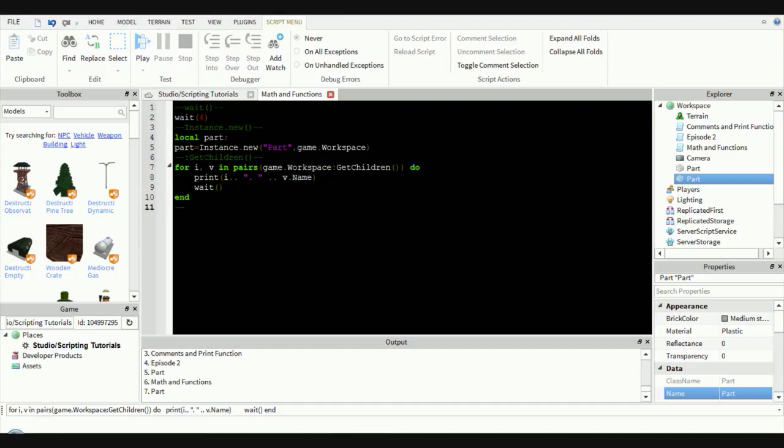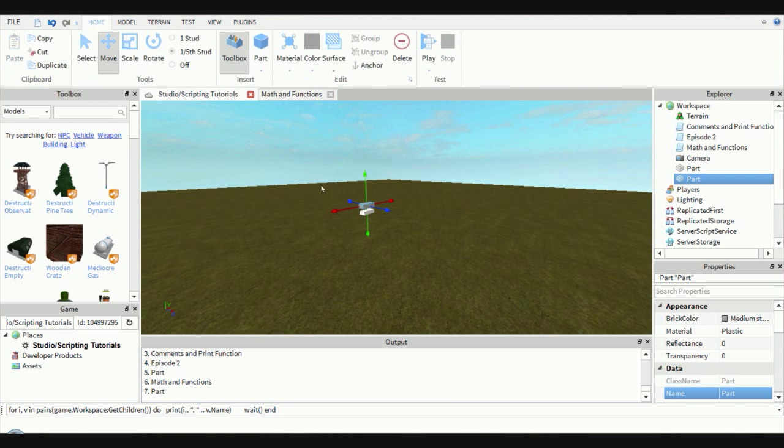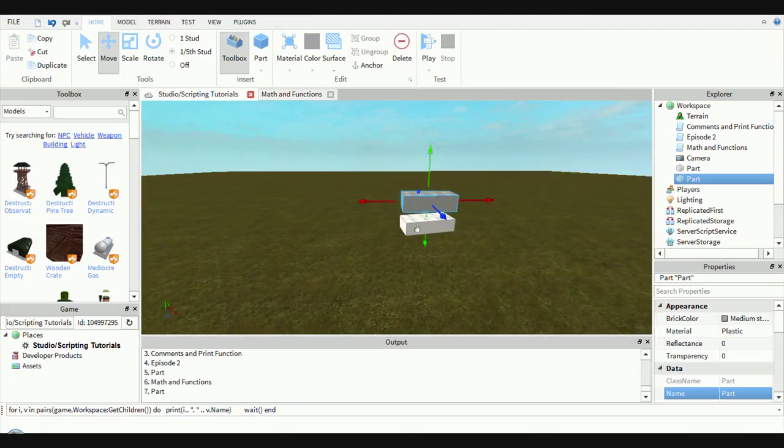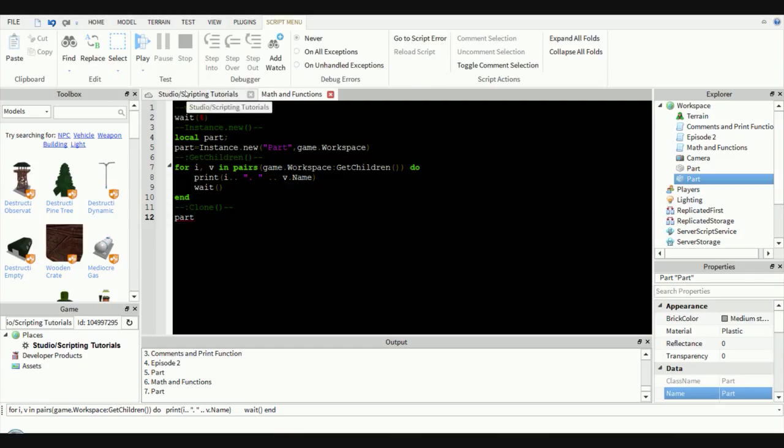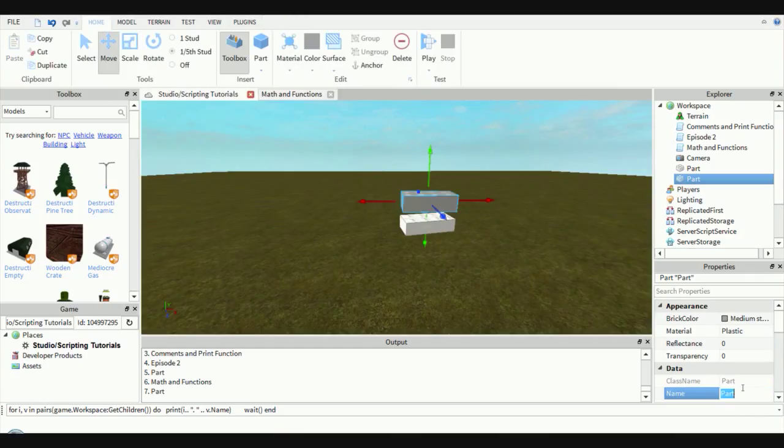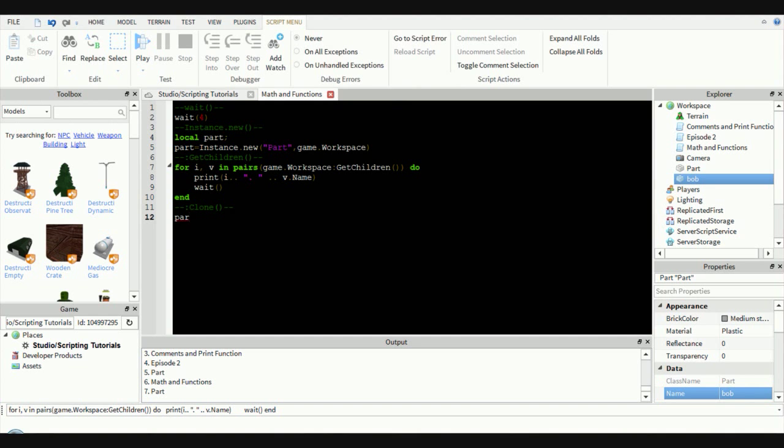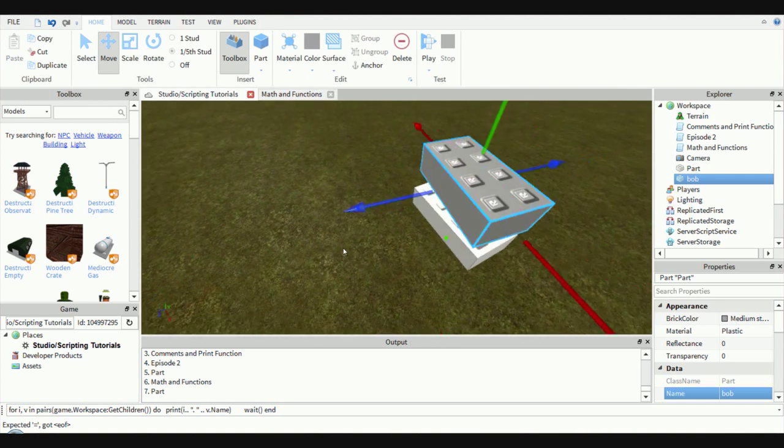Okay, now let's go put our comment for clone. So we have already defined part, and part equals instance.new, blah blah blah. So let's do part clone. We want to create a copy of part. So we want to copy this part right here. Wait, let's rename it something. Bob. And this one part, we're gonna use the white part that we used from last episode. So we want to clone the white part that's rotated a little.